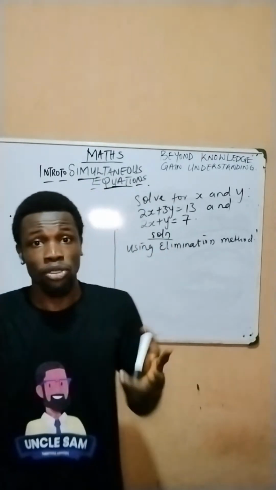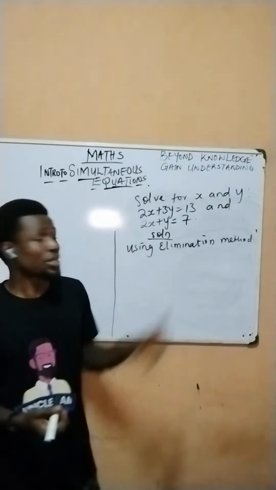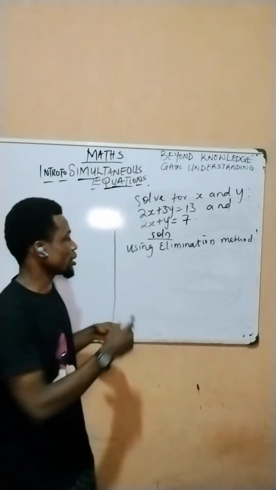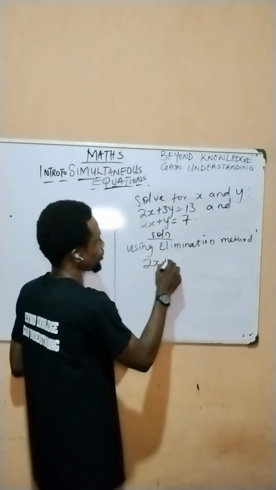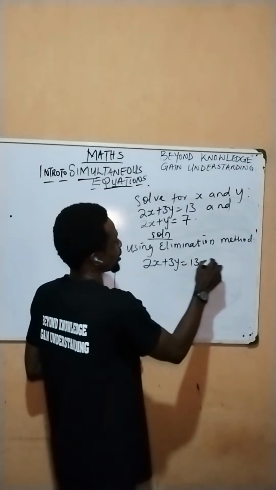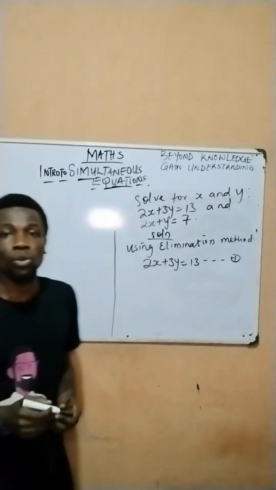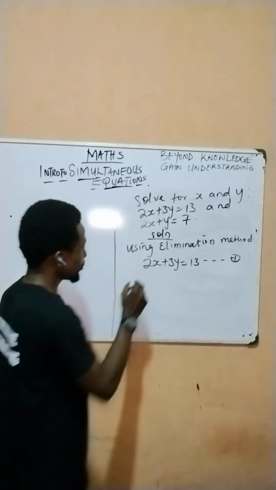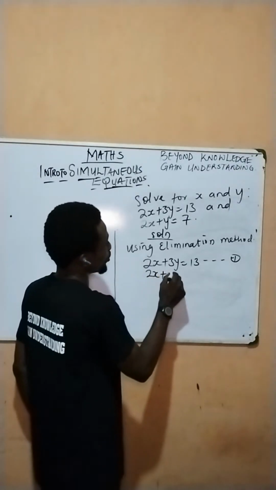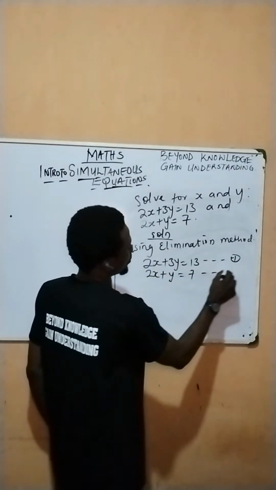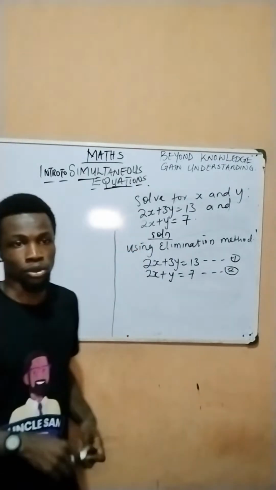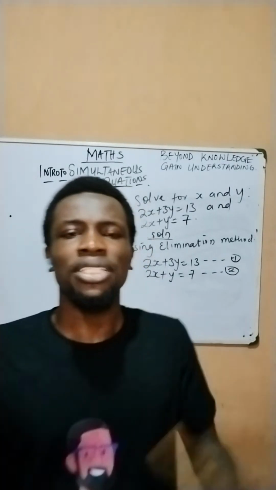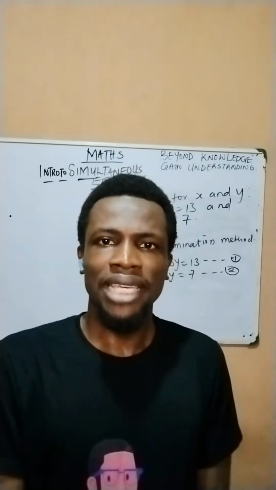This is just about structure. So how do you know your equation 1? The one that is mentioned first. This 2x plus 3y equals to 13. This is our equation 1. And then the other, which is 2x plus y equals to 7. This is our equation 2. Remember, we are using elimination method to solve this given problem.